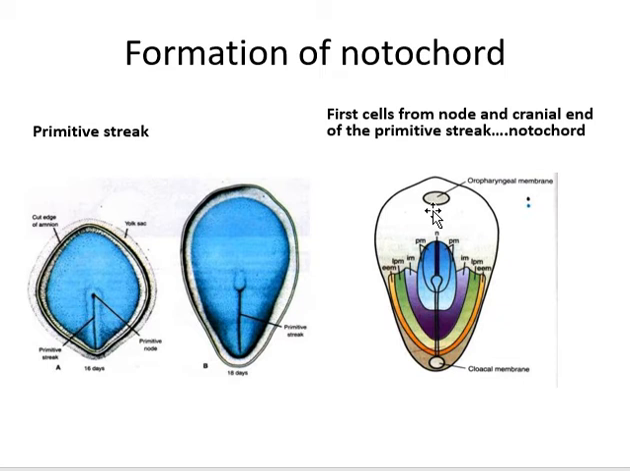Proximal to the oropharyngeal membrane, here where the cursor is present, is the precordal plate. So notochord extends from the node to the precordal plate. In this slide, number one, the cells are coming for the formation of the notochord; number two, the extension of the notochord from the primitive node to the precordal plate. Notochord extends from the primitive node to the precordal plate.